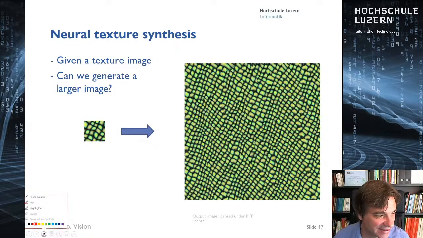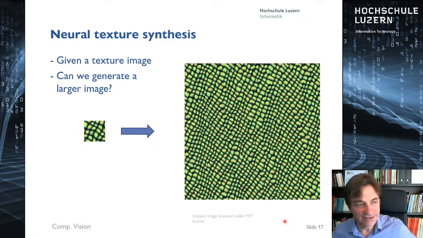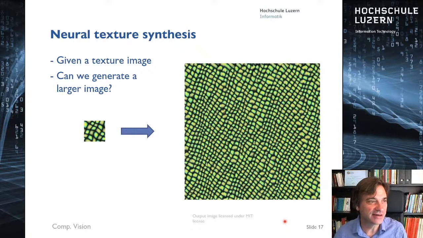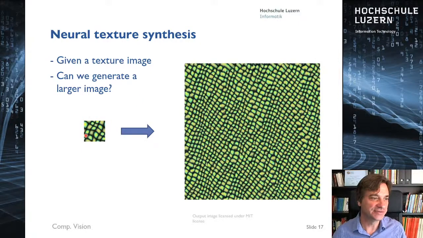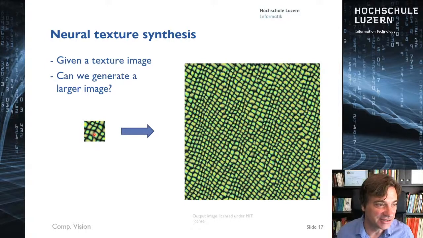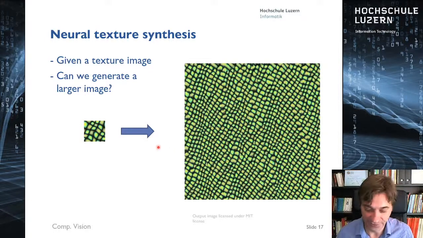Okay, so now the next thing we want to look at will be the style transfer. In order to do the style transfer, we first look at the technique that is employed there, which is texture synthesis. So the idea is, if you have an image of a texture here, and you want to generate a larger image, for example for a computer game or for some graphic application, how can you generate a larger image of the same texture? This is actually a problem that has been studied for quite a while, since it has many applications.